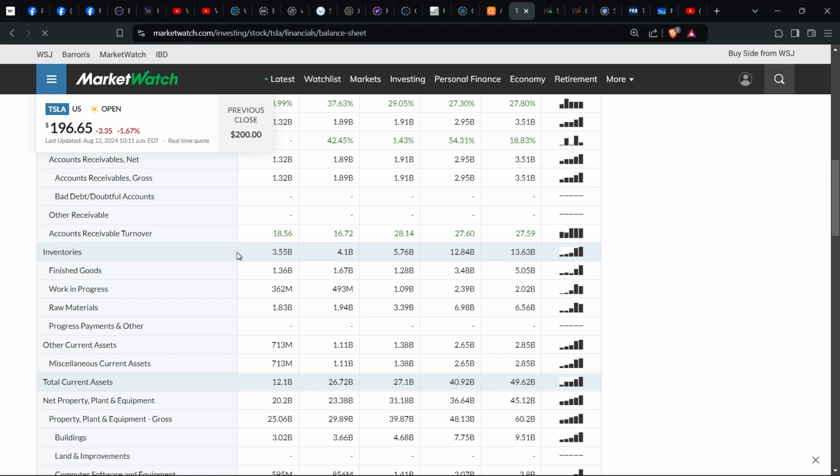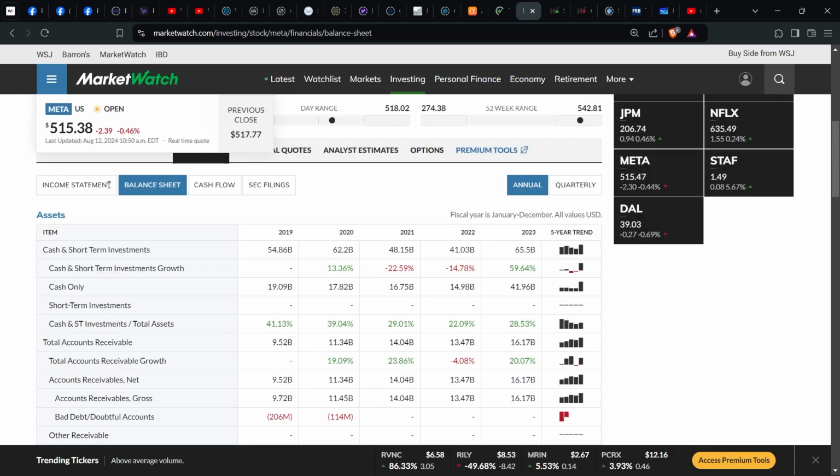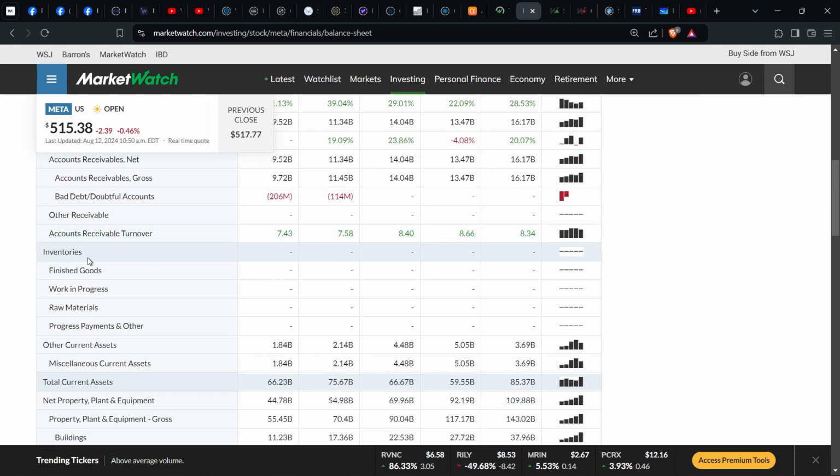Even before I show you, you can already guess. A company like Meta, which is a social media company, does not have anything on the inventories part because they don't sell anything. All they do is offer services, the social media platform. Okay, let's look at that balance sheet now. Here we are on the balance sheet of Meta, and you can come here, inventories. You can see inventories is blank, nothing, because this company doesn't deal in goods. What they do is provide services.